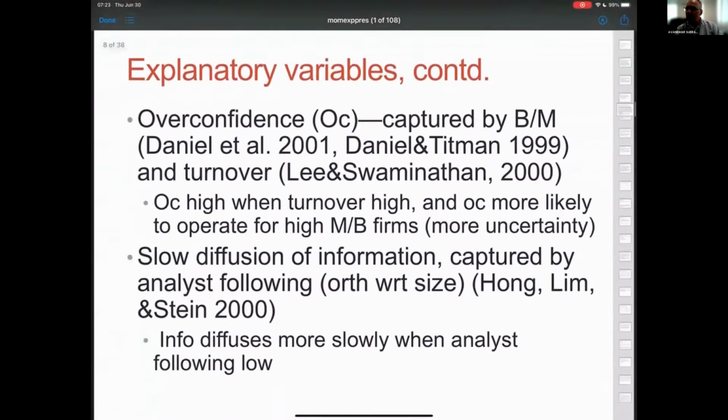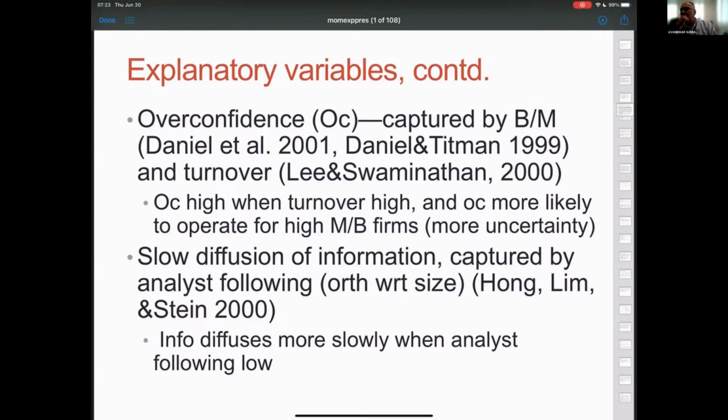Right, so now let's talk about the empirical proxies. Remember, I presented to you just the theories. What are the empirical ways that the authors that invented these theories actually capture them? So let's talk about the overconfidence story. The level of overconfidence was captured by the book to market ratio of the company. The reciprocal of book to market, market to book, captures the level of overconfidence.